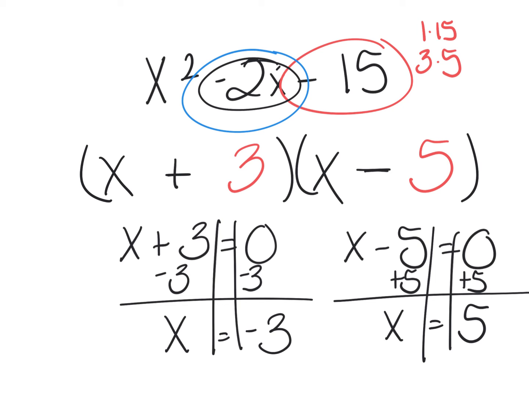Okay, now bear with me. The next ones are just going to get a little bit more difficult. Okay, so we have 2x squared plus 10x plus 12. Okay, so this is what? Okay, so we have factors of 12, and then we also notice that we have an x squared in there as well.